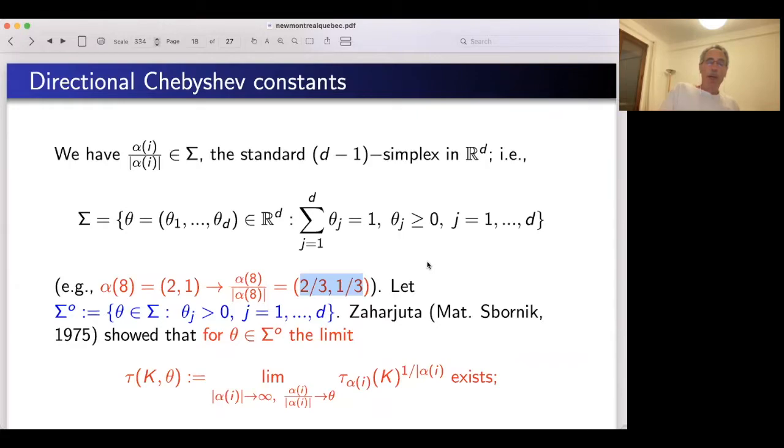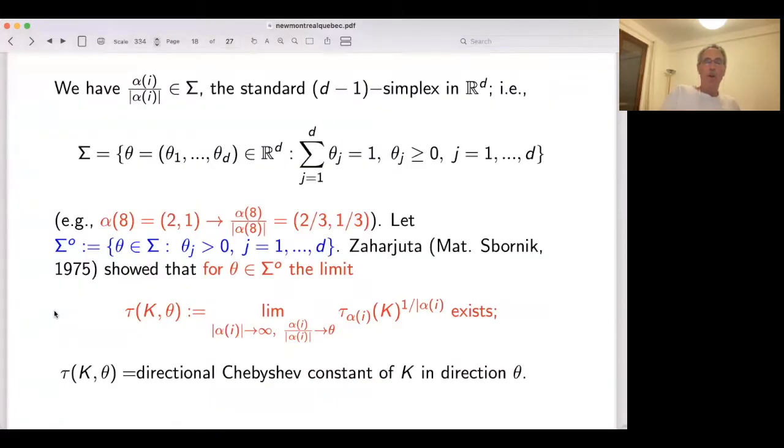Okay, and if you look at points on this simplex except on the so-called boundary, so in this two-dimensional case, I look at all points except 1, 0, and 0, 1. That's what this sigma naught is. Zaharjuta showed if you fix a theta on that sigma naught, then you can define a directional Chebyshev constant by taking a lim sup. Tau k theta would be the lim sup of the roots of the appropriate standard Chebyshev constants, where you look at these Chebyshev constants corresponding to indices that go off in that direction.